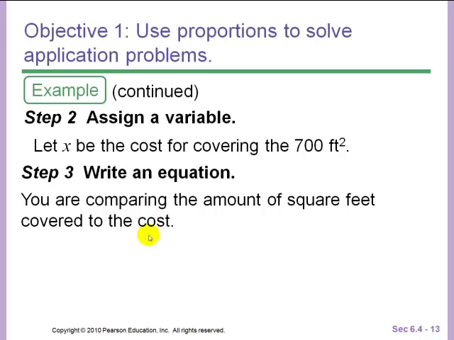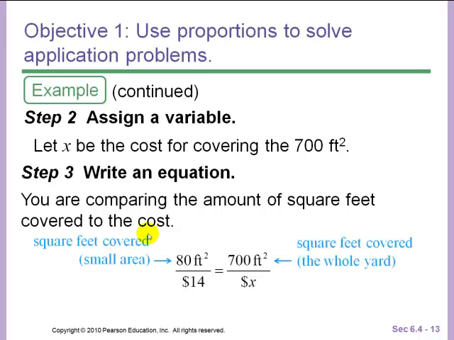The key is consistency. In this case, I'm choosing to put the square feet in the numerator and the dollars or cost in the denominator. So my numerators are the square feet covered. On the left, I have that smaller area.